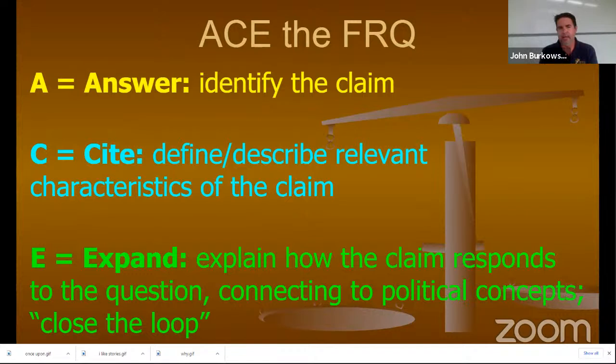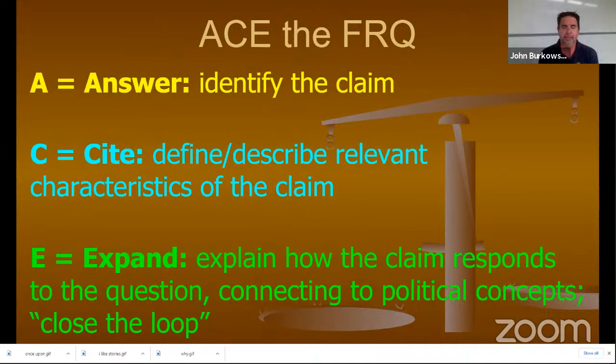Now, some of your students, your teachers probably have been using this. They probably changed the wording to explain. It's cool. It's fine. But the basic structure applies. When you expand or explain, you're explaining how the claim responds to the question and connecting to those political concepts that you're going to incorporate as part of substantiating this answer.